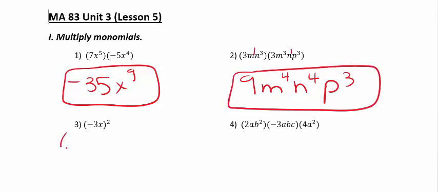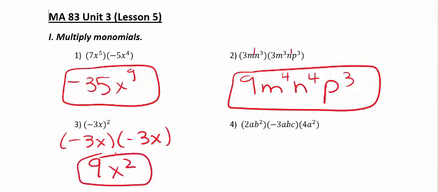Negative 3x all squared means negative 3x times negative 3x, so we multiply the numbers in front. Negative 3 times negative 3 is 9, and x times x is x squared. 2 times negative 3 times 4 is negative 24. A times a squared is a to the fourth. B squared times b is b to the third, and then we have a c.